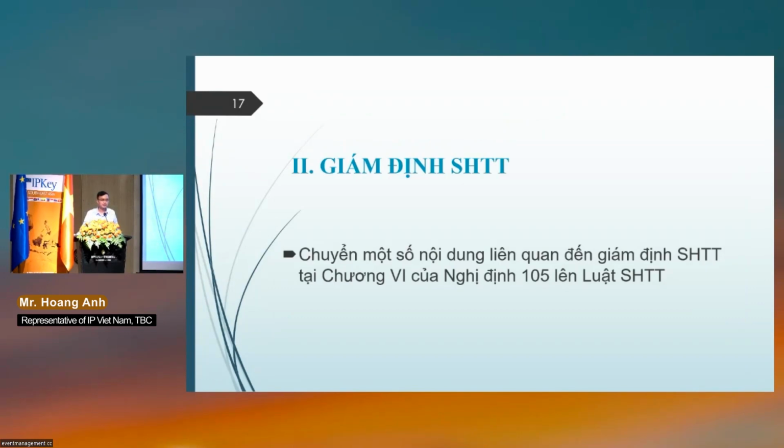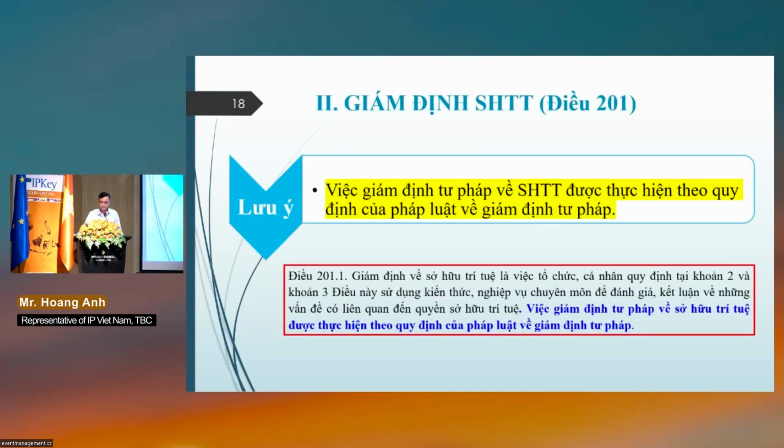So the second part, which is also very closely linked to the protection of IP rights, is the examination of intellectual property. Some of these stipulations have been moved from Chapter 6 of Decree 105 to the revised IP law.